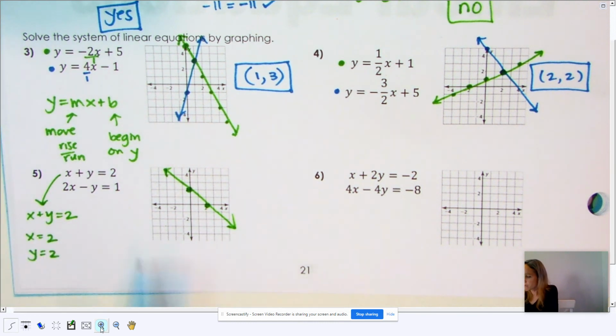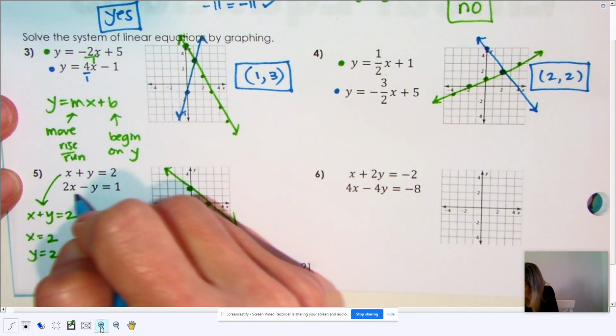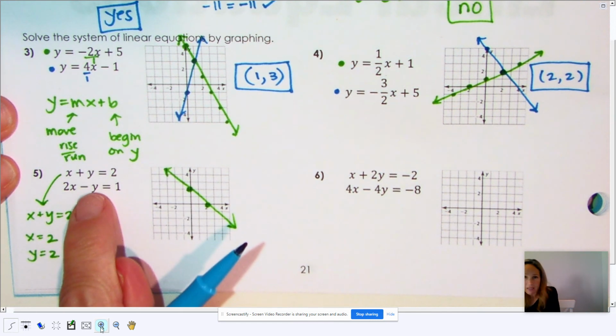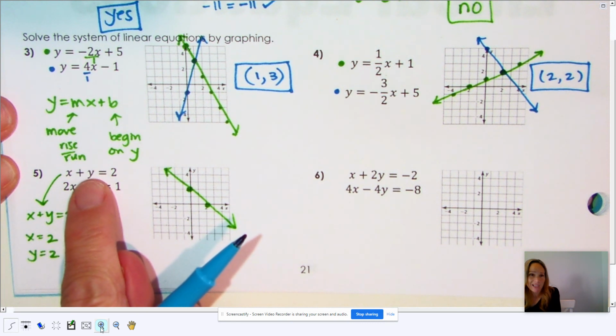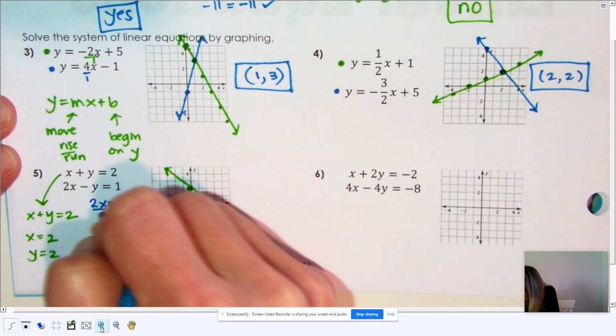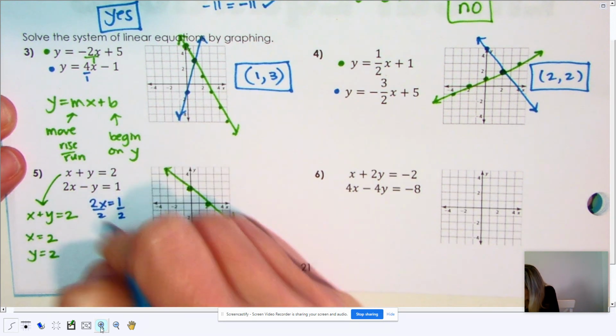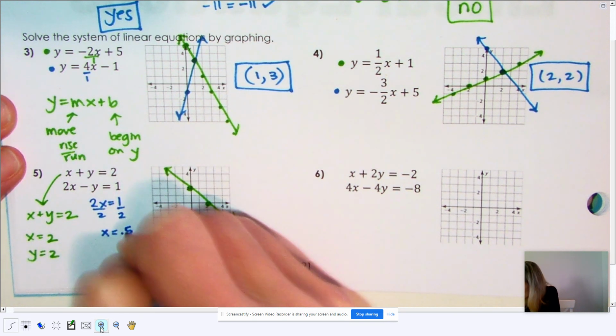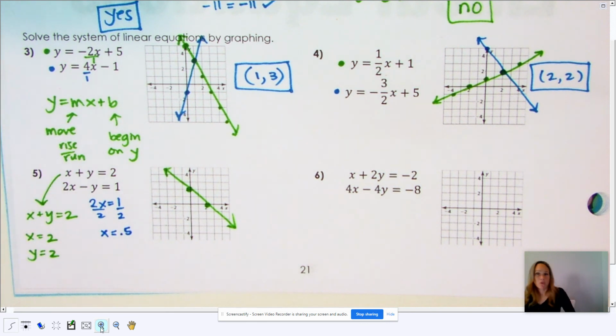Now I'm going to do the same thing for the other equation that's going to be a little bit more difficult. If I plug in a 0 right there, I get 2x equals 1. This one's going to have a fraction in it. So x equals 0.5.